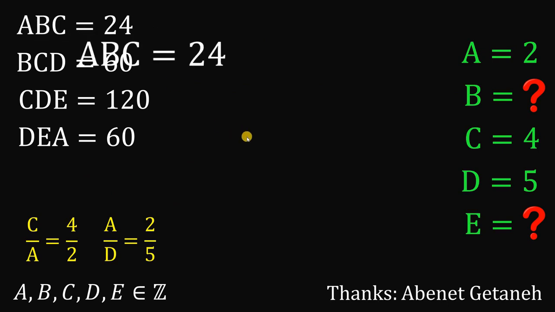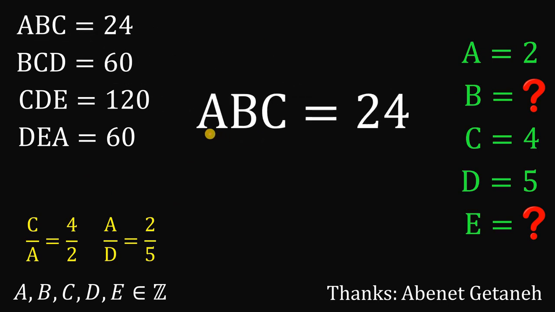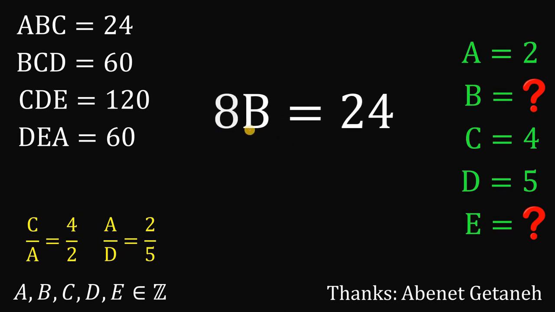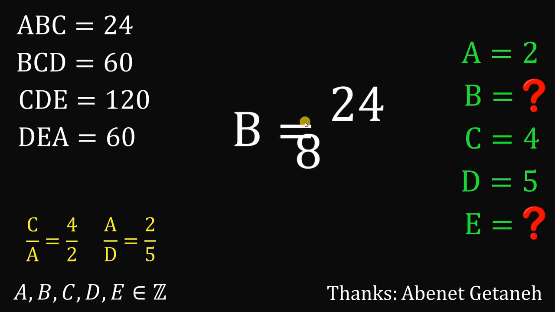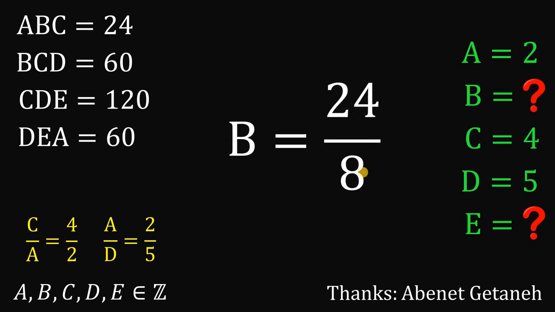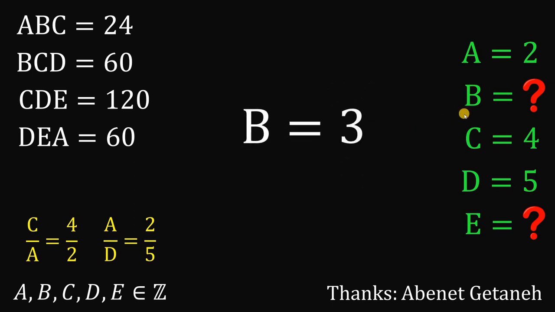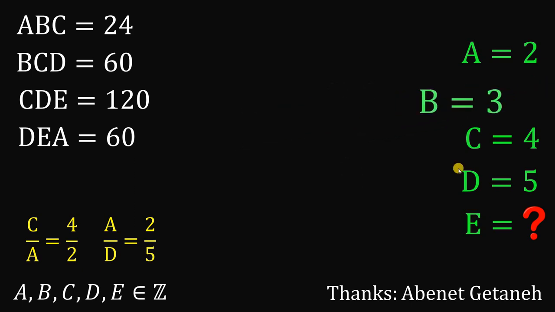So let's use the first equation. Now we know that A is 2 and C is 4. So 2 times 4, this will give us 8B on the left side. So to get the value of B, let's divide both sides by 8. 24 divided by 8, we know also this is just 3. So the value of B is just 3.